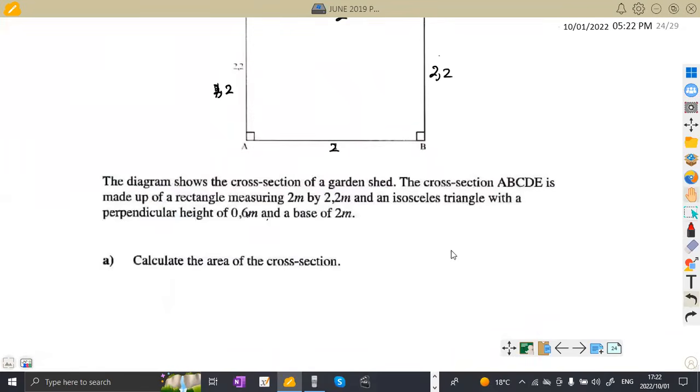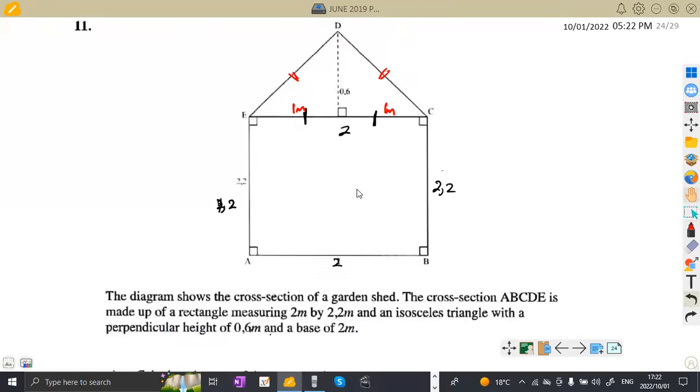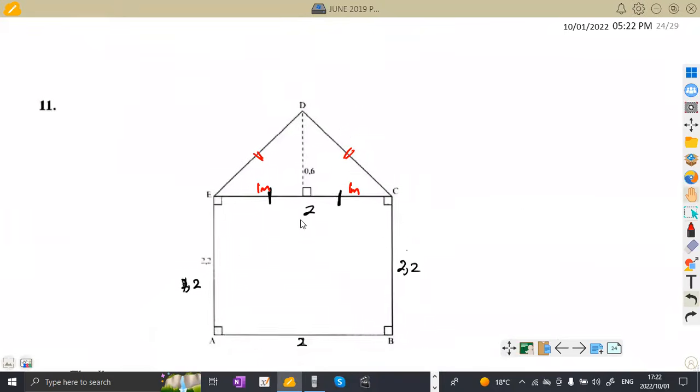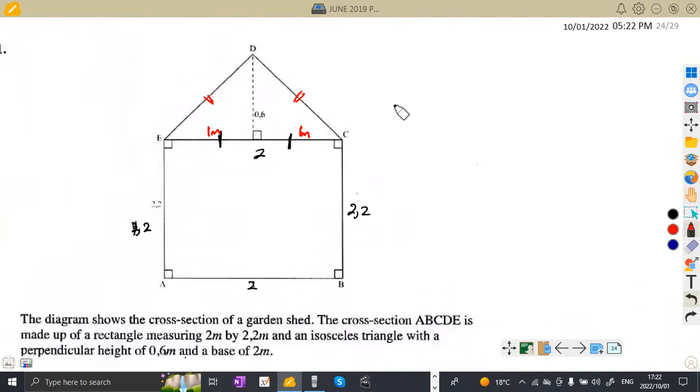The question is: calculate the area of the cross section. So what do we have on the cross section? We've got two things here, a rectangle and a triangle. That's what you're going to have. So this is our item A, which is the area. I'm going to calculate here so that we clearly see our diagram and the working aside.